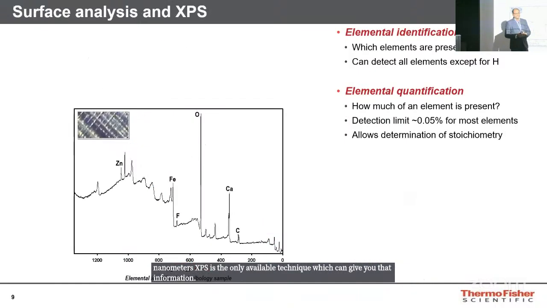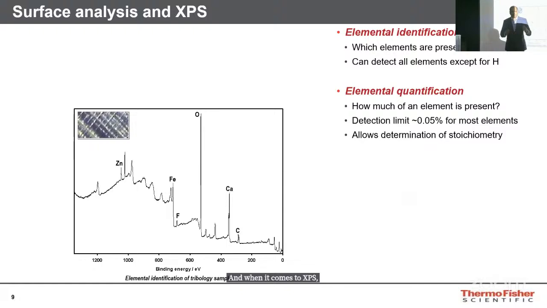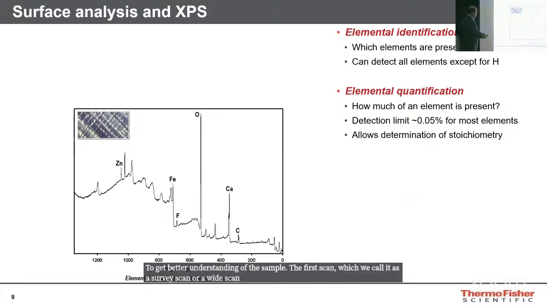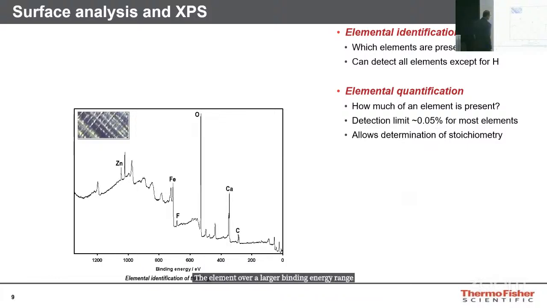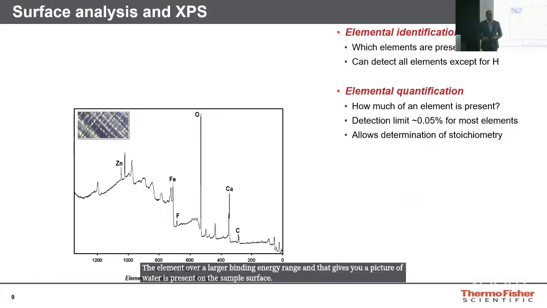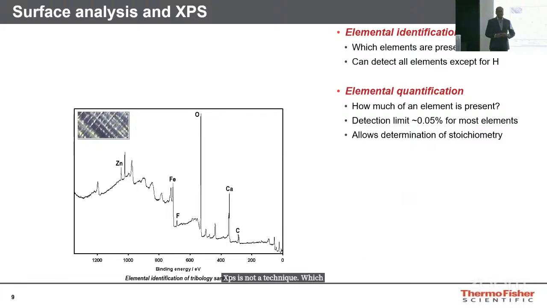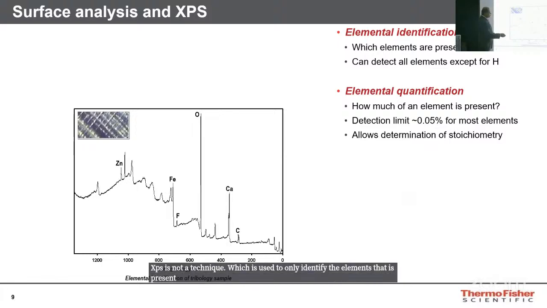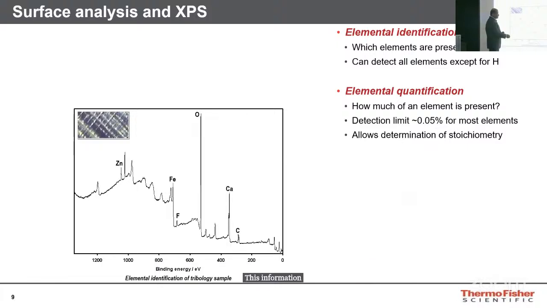And when it comes to XPS, we normally do two kinds of scan to get a better understanding of the sample. The first scan, which we call a survey scan or a wide scan, scans the element over a larger binding energy range, and that gives you a picture of what all is present on the sample surface. XPS is not a technique which is used only to identify the elements that are present. It is also a quantification technique. It can tell you what is present and how much is present. This information you get from the survey scan.